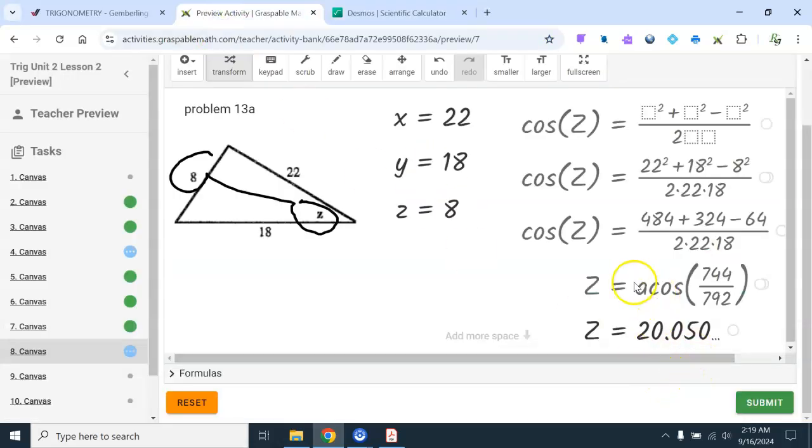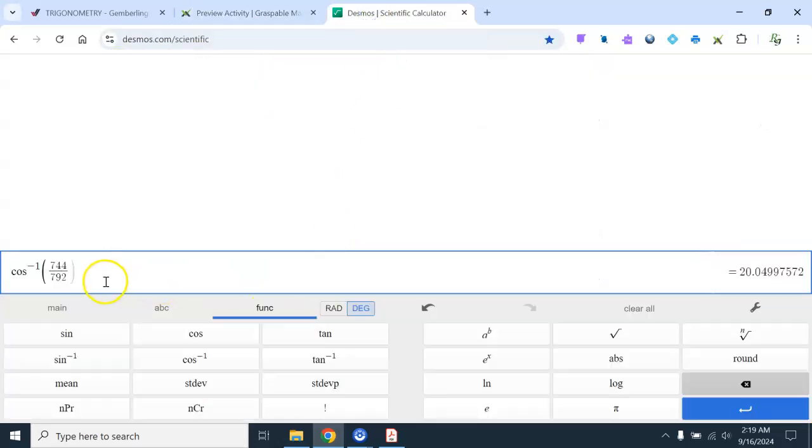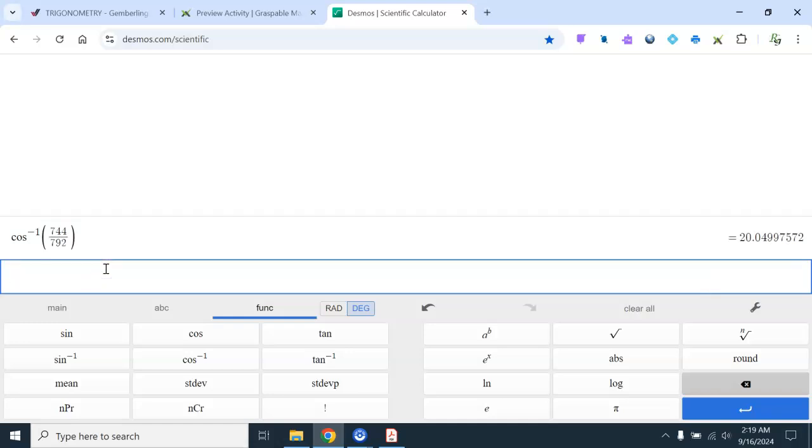It doesn't look like inverse cosine. It's called arc cosine, but I'm going to go ahead and use the decimals calculator instead, since it looks more like what you're used to.